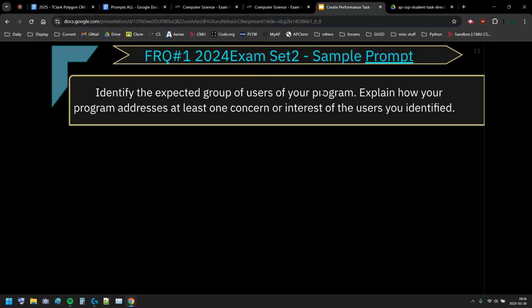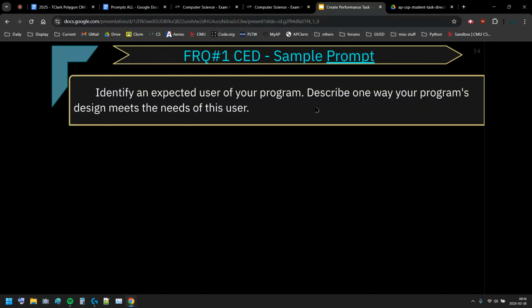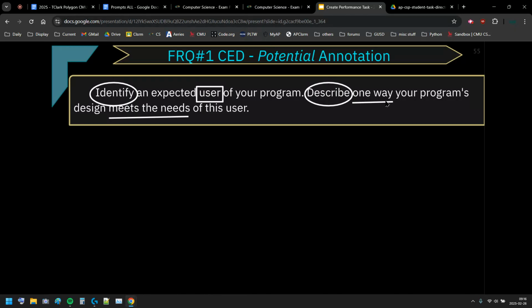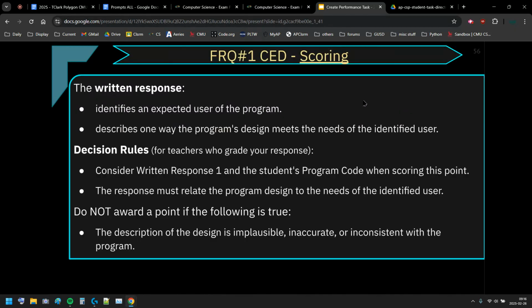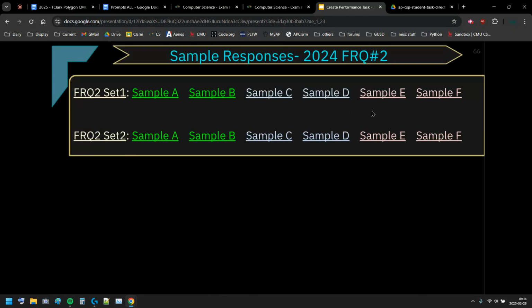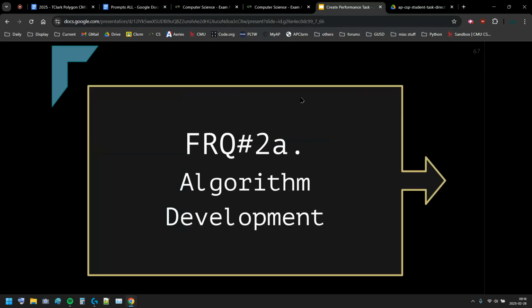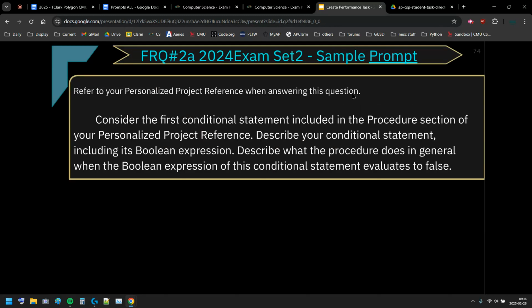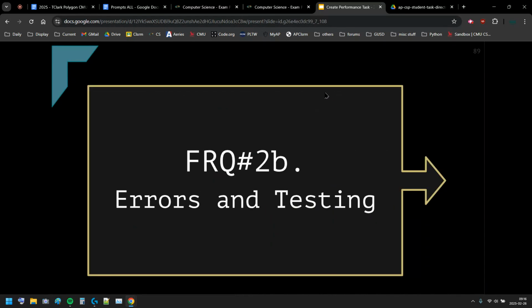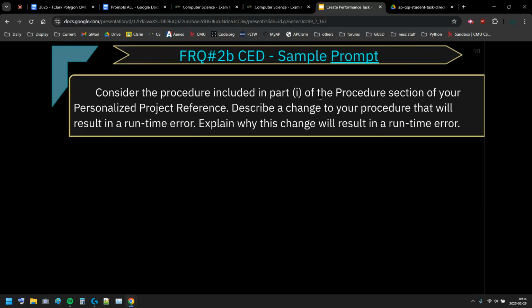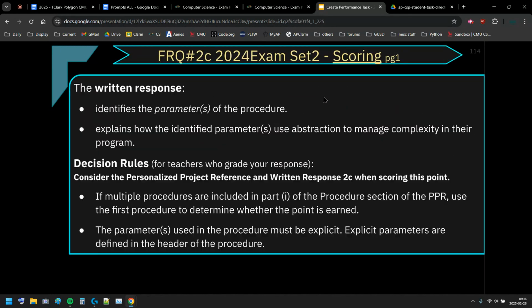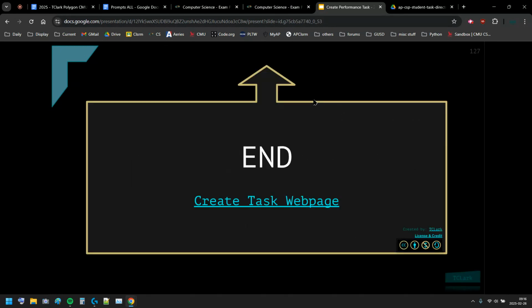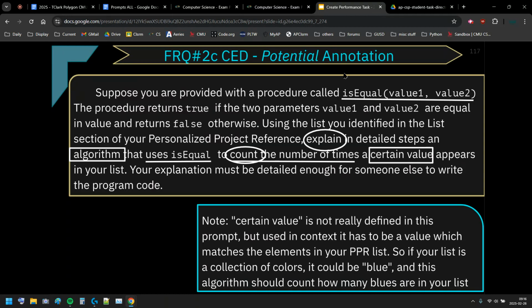Here's the next prompt. I didn't annotate these yet. I didn't have time. I'll probably get around to that when I have some time. It talks about scoring. Here's FRQ2. So that's how these slides are going. It's 2A, a bunch of examples for 2A, more 2A examples, and then 2B examples, and then 2C examples, so the last one. And then I'll try to get some common mistakes in there for writing.